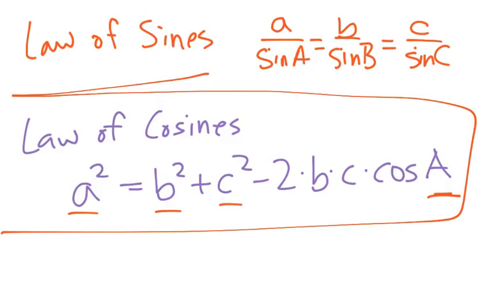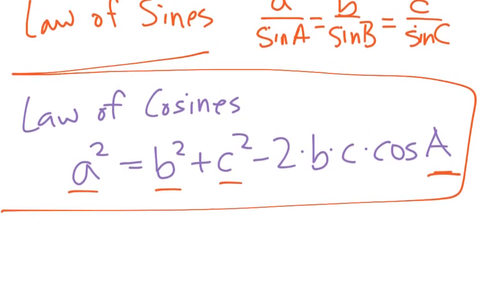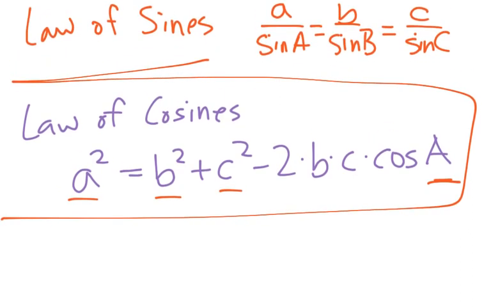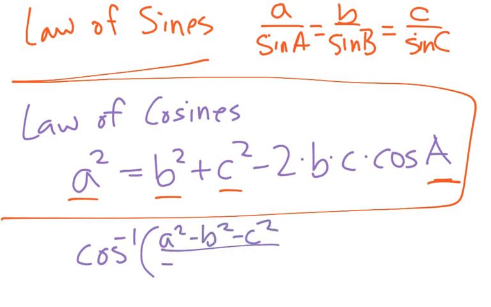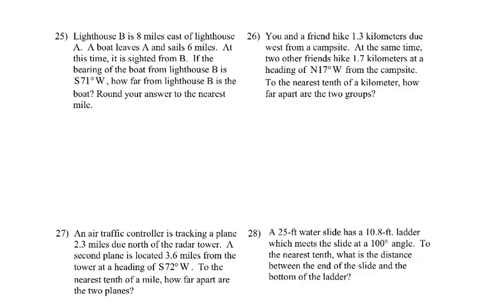So, if you liked this law of cosines, putting it in the calculator, okay, the calculator version of this would look like inverse cosine of a squared minus b squared minus c squared over negative 2 times b times c, and that would equal angle A. So that's kind of a shortcut you can use.